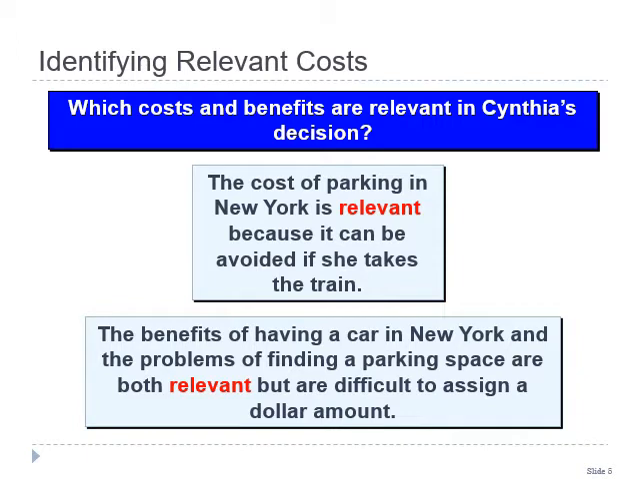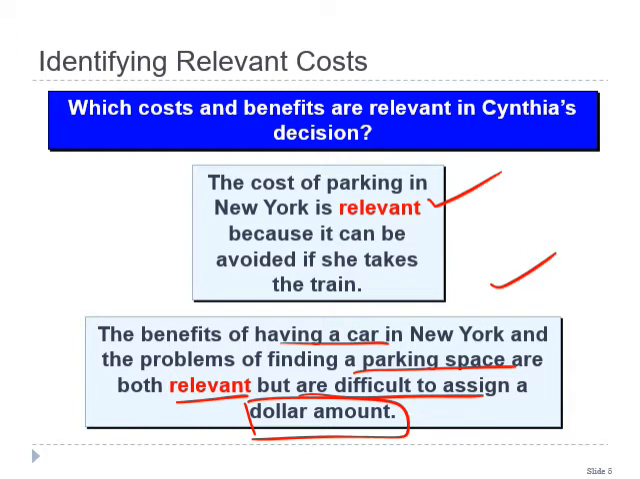So the next part, the cost of parking in New York, is relevant because it can be avoided if she takes a train, right? Similarly, the benefits of having a car in New York and the problem of finding a parking space are both relevant but are difficult to assign a dollar amount. So clearly she can save the hustle and bustle of finding a parking space if she travels by train. These are relevant costs.